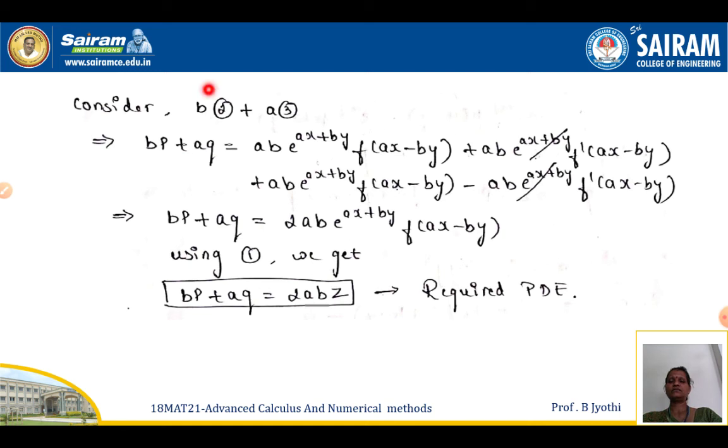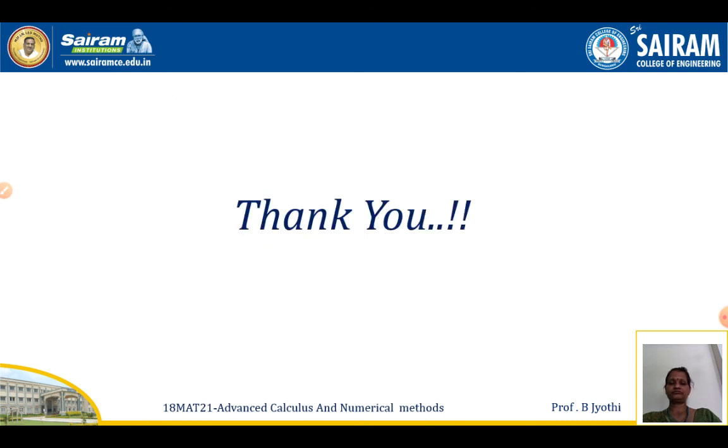So b is multiplied with the second and a is multiplied with the third, and then when we add them, this ab into e power ax plus by into f dash will be cancelled with this one. So we get the same terms, that is 2ab times e power ax plus by into f of this one. But what is e to the power of ax plus by into f of ax minus by? That is z. So we get the equation wherein we don't have any f or f dash. Therefore, it is the required partial differential equation.